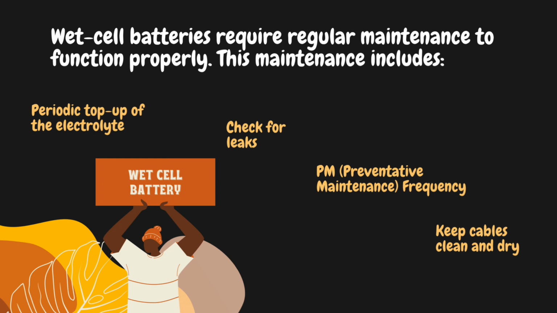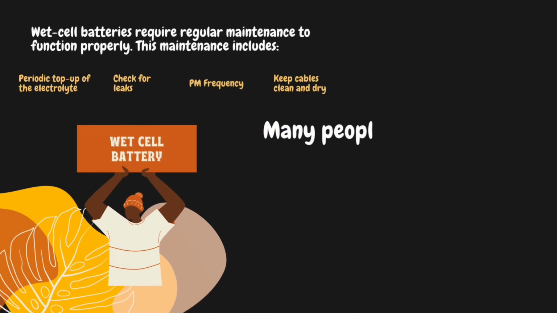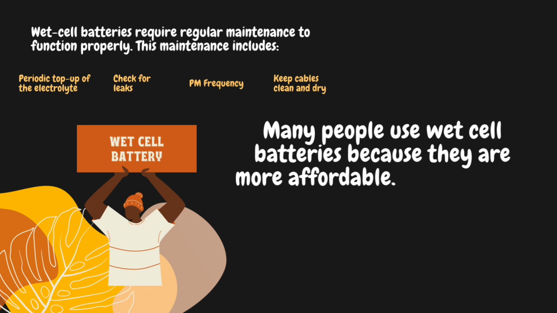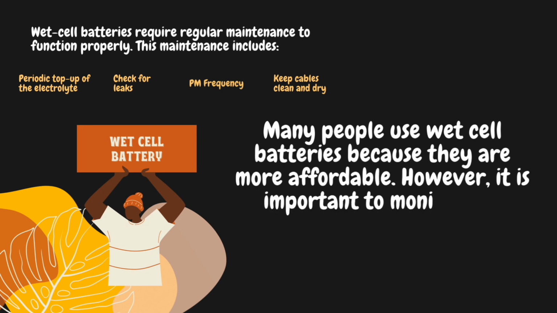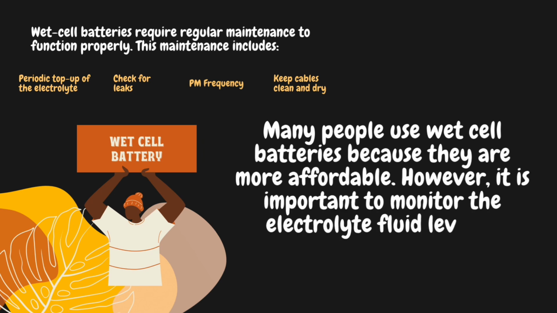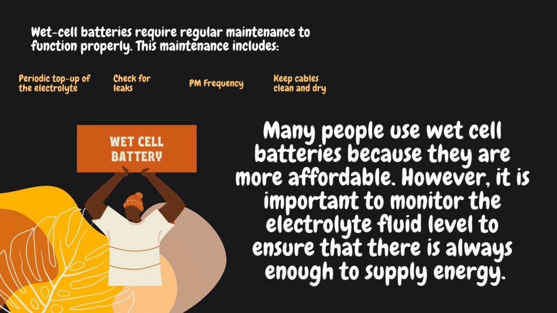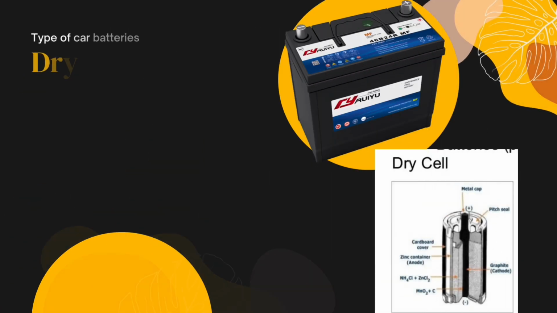This maintenance includes periodic top-up of the electrolyte, checking for leaks, PM frequency, and keeping cables clean and dry. Many people use wet cell batteries because they are more affordable. However, it is important to monitor the electrolyte fluid level to ensure that there is always enough to supply energy.